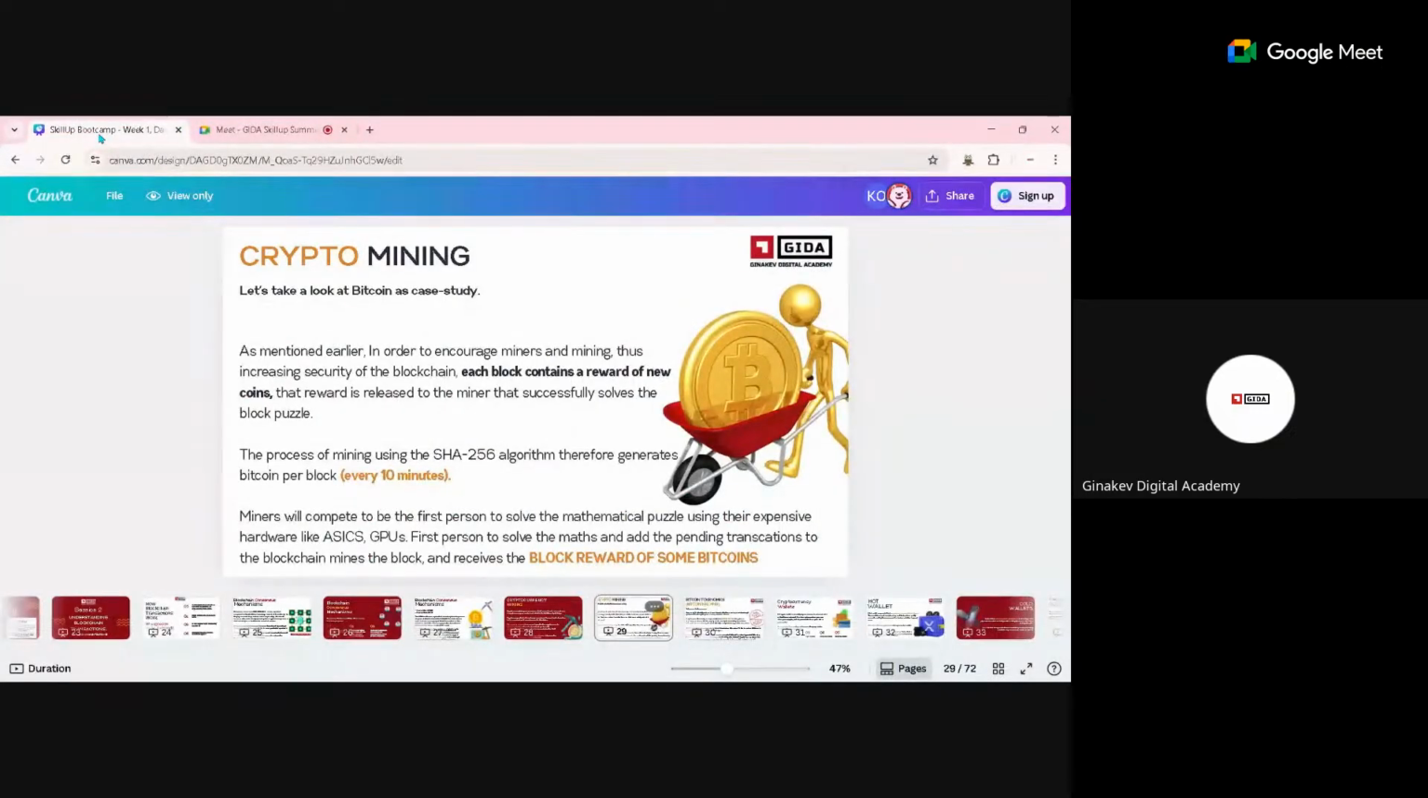So, gosh, I really don't want to... this explanation of this one is going to disrupt everything. Miners will compete to be the first person to solve the mathematical puzzle using their expensive hardware. Those mining rigs are running on ASICs and also GPUs. The first person to solve the math and add the pending transactions to the blockchain mines the block and receives the block reward of some bitcoins.